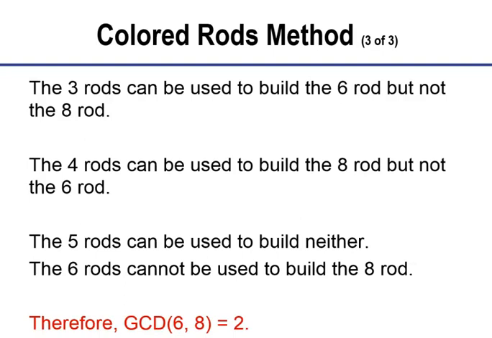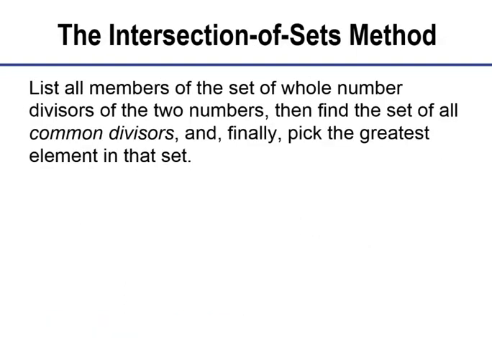The rod method is a visual that I think is great to introduce students to this idea, but it doesn't work great for work that you do in your head. On the other hand, the intersection method, which we're going to talk about next, still doesn't necessarily work great in your head, but you don't have to draw pictures. You just need to make a list. So you list all the members of the set of whole number divisors of the 2 numbers, then find the set of all the common divisors, and finally pick the greatest element in that set.